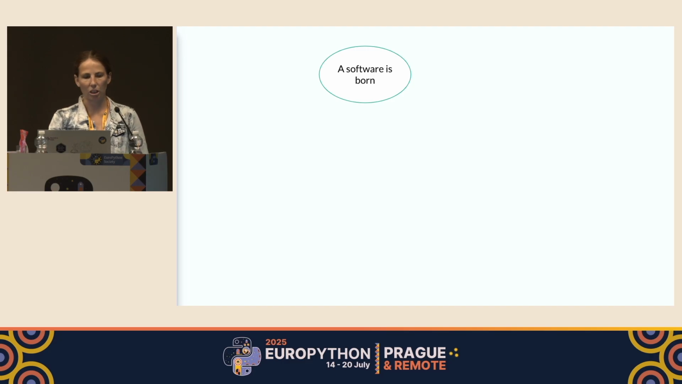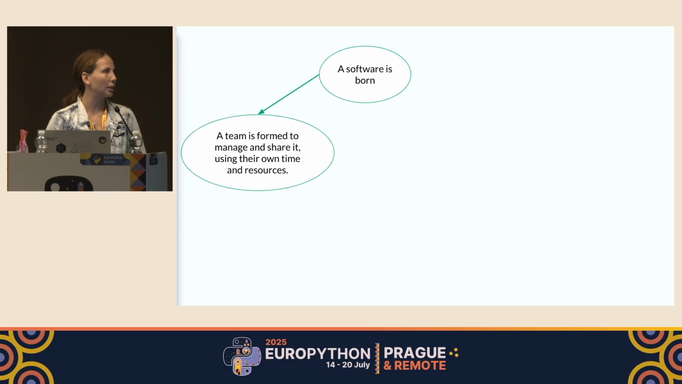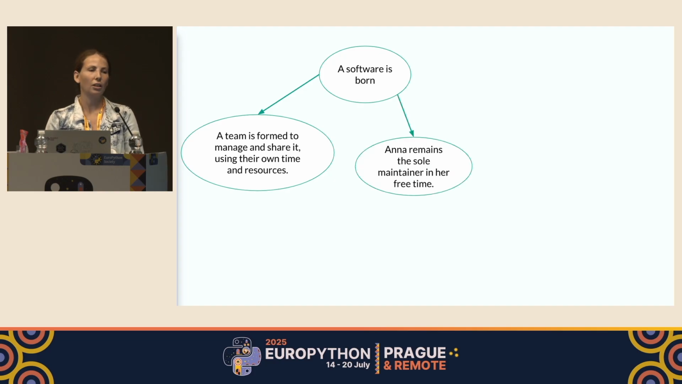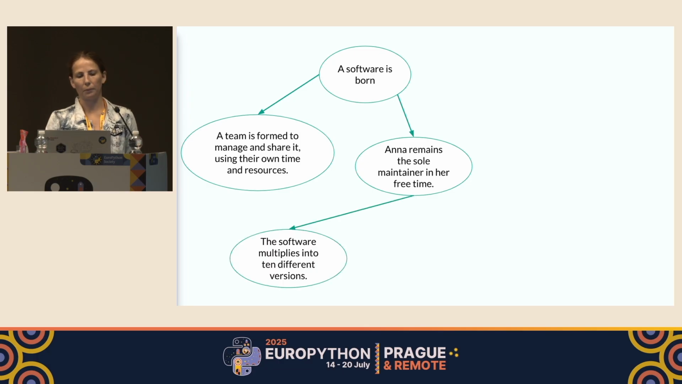What happens in a research lab? Either the software is big enough and interesting enough, the lab has money, and then a specific team is created to manage it and share it. They have their own time to work on it, their own resources. That's a good path. Or, most often, Hannah stays the sole maintainer, and she does the modifications in her free time. Because it is in her free time, she does it fast, she doesn't maintain it very well, because she has to do her own research on the side.